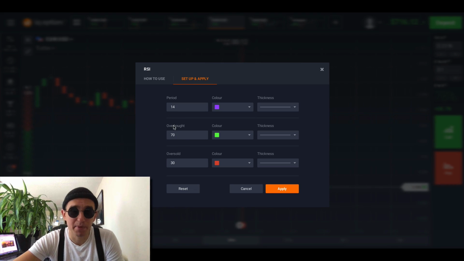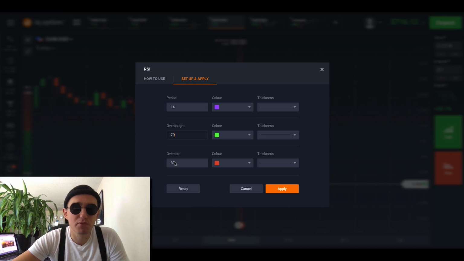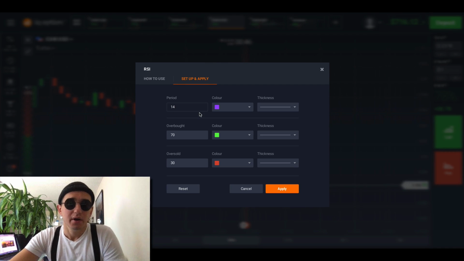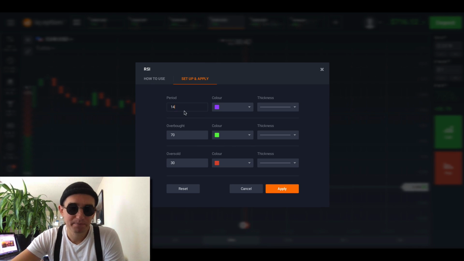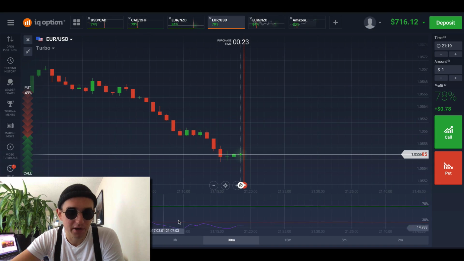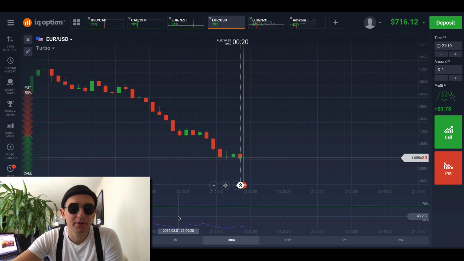The result is interpreted based on the 70 and 30 levels, and these are the standard levels. Sometimes I switch to 75 and 25 just to be on the safe side. If you want your graph to be more sensitive, you can go lower than 14, and if you go higher than 14 then your graph will be flatter. But I'm going to use just the default settings here. Whenever you choose any of the indicators you can also watch the video explaining its details. There are screenshots showing how it will look on your graph, and when you apply it, it shows up here at the bottom.